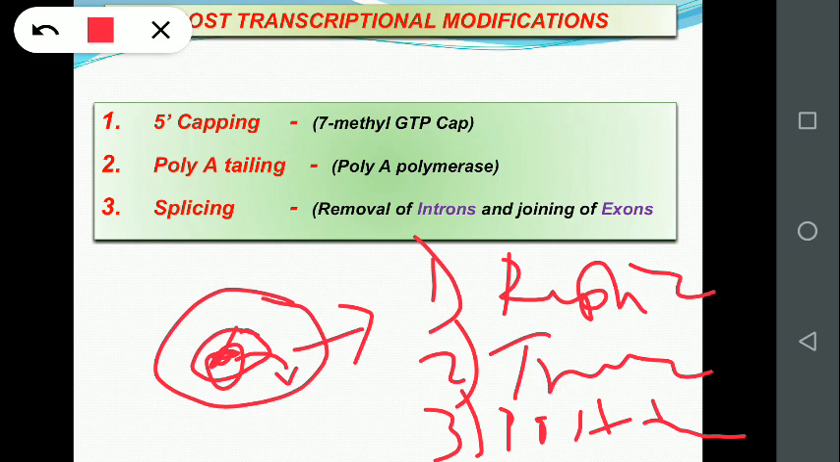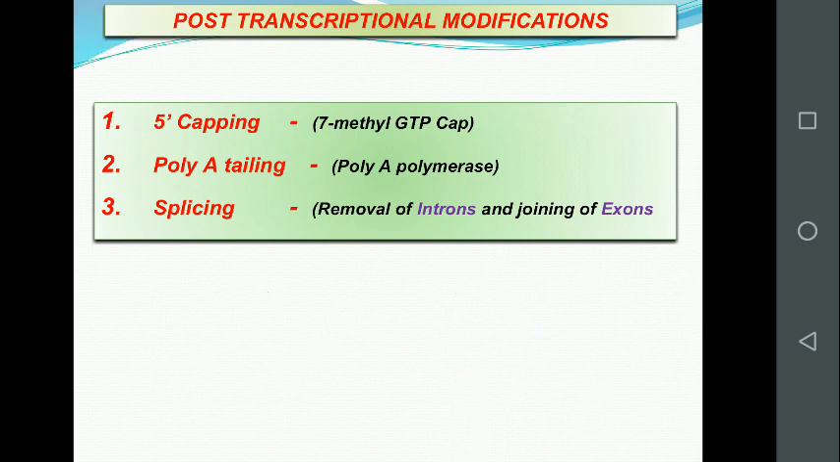Now the mRNA travels into the cytosol and participates in the translation process for the synthesis of the corresponding polypeptide chain. So whatever we are going to study in this video lesson, the post-transcriptional modifications, are the eukaryotic modifications. We have three different types of modifications. First one is 5' capping.